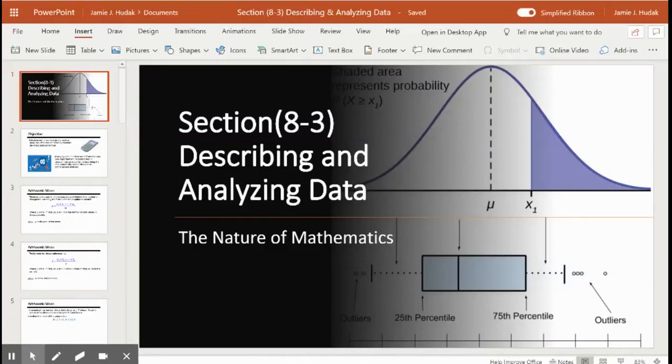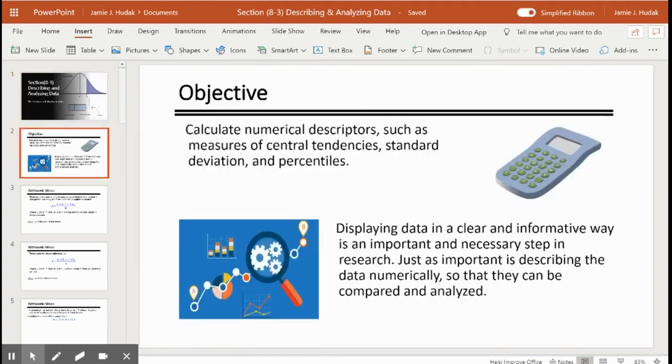Okay, welcome to Section 8.3, Describing and Analyzing Data. The objective here is to calculate numerical descriptors, such as the measures of central tendencies, standard deviation, and percentiles. Displaying data in a clear and informative way is an important and necessary step in research, just as important as describing data numerically so that they can be compared and analyzed.